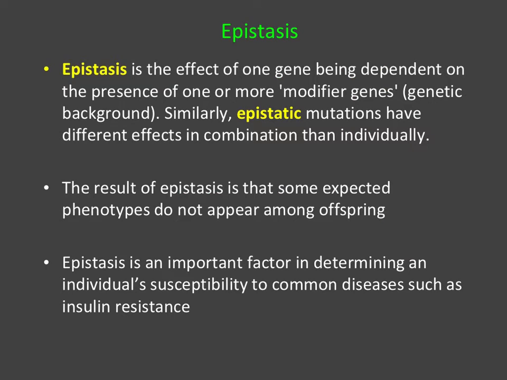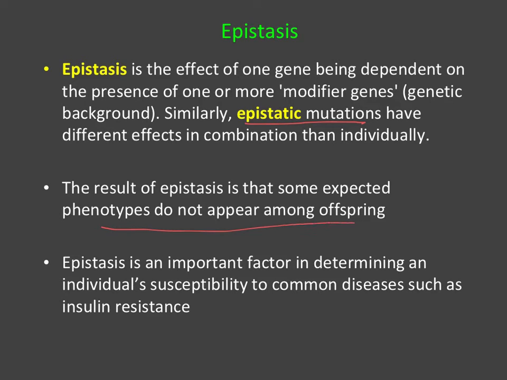Okay, so the next concept that changes Mendelian genetics is called epistasis, or epistatic mutations. This is when you have any gene that is dependent on the presence of another gene, then it's called epistasis or epistatic interactions, okay? So if you have an epistatic mutation, it means that you've got a change in one gene, and that then changes another gene because of some relationship they have.